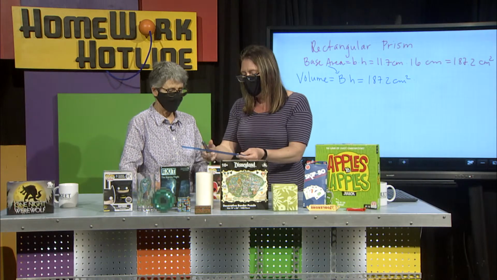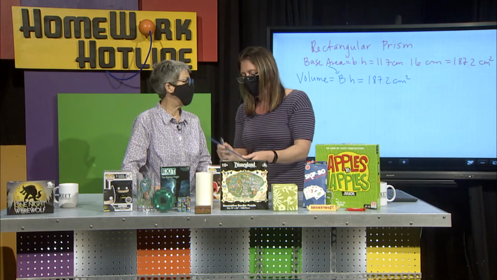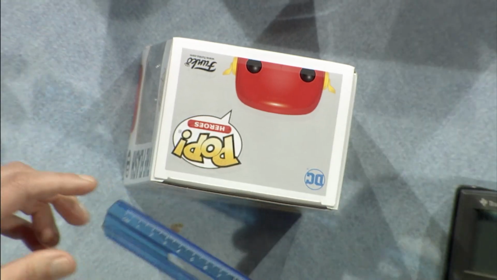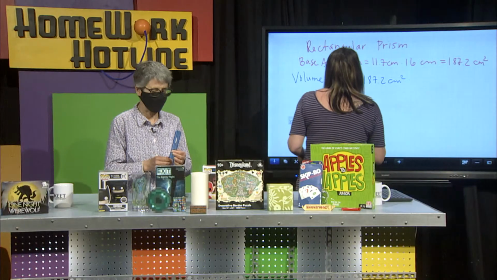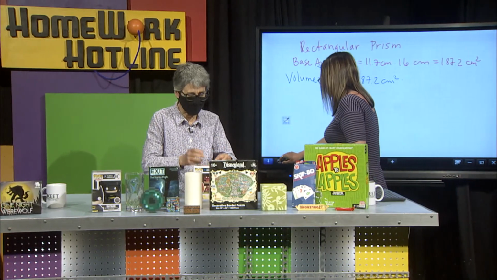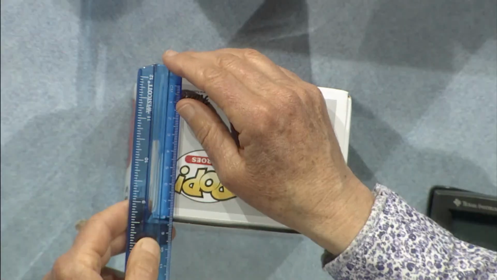We did the base area like this. Then we times it by the height. All right, let's do it. This is how it works. All right, so it's all good. Let's do our base area one more time.